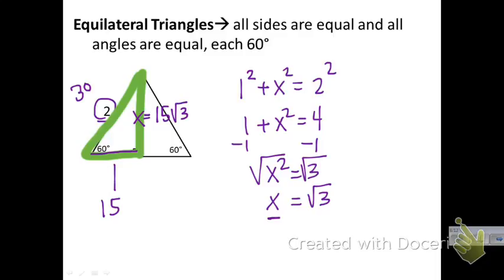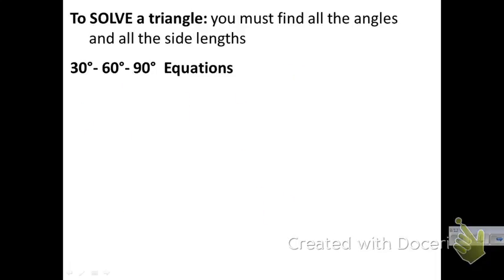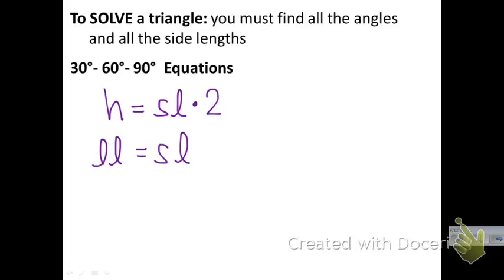Okay, so let's go see if we can come up with some rules. Again, to solve a triangle, you've got to find all the angles and the side lengths. For a 30, 60, 90, I'm going to give you these formulas: the hypotenuse is our short leg times 2. Our hypotenuse was twice as big as our short leg. And for the second one, I'm going to use LL: our long leg is equal to our short leg times root 3. And those are the two formulas you're going to need to remember to use on a 30, 60, 90 triangle.